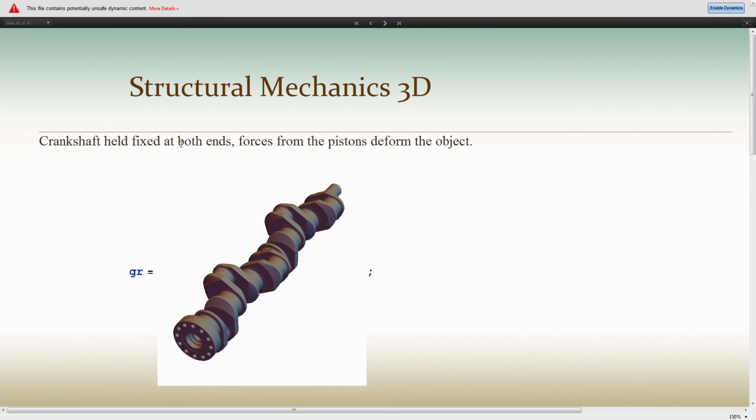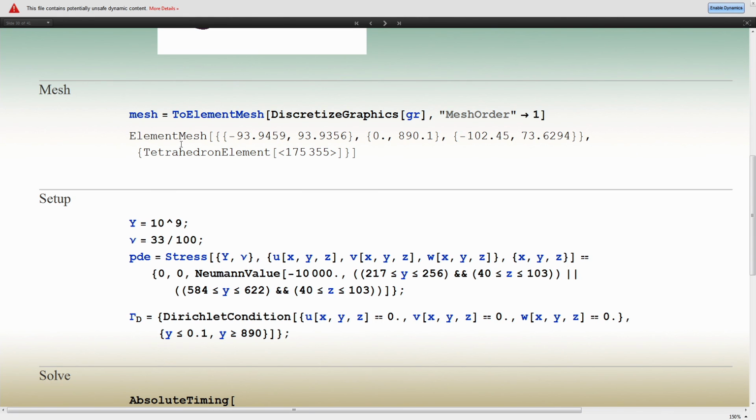In 3D, here's an example from structural mechanics. I have a crankshaft, and that's a graphics object. I use the function DiscretizeGraphics and feed that into this finite element mesh generation tool. That's 175,000 tetrahedra now. I have this stress operator in 3 components, u, v, and w, so it's in the x, y, and z direction. And again, I have a force in the negative z direction, and Dirichlet boundary conditions on the left and the right-hand side.